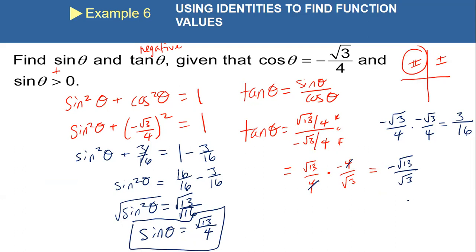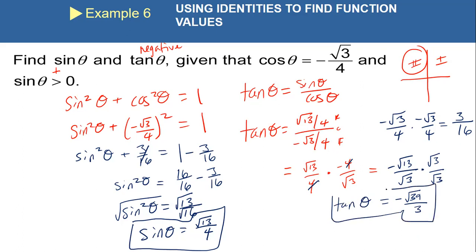Am I allowed to have a radical in the denominator? No, so I have to rationalize. How do I rationalize that denominator? Perfect. I'm going to multiply the numerator and denominator by the square root of 3. And that's going to leave us with negative square root of 39 over 3. I cannot break down 39 because 13 and 3 are both primes, right? They don't break down. There's no perfect squares present. So therefore, my tangent equals negative square root of 39 over 3.